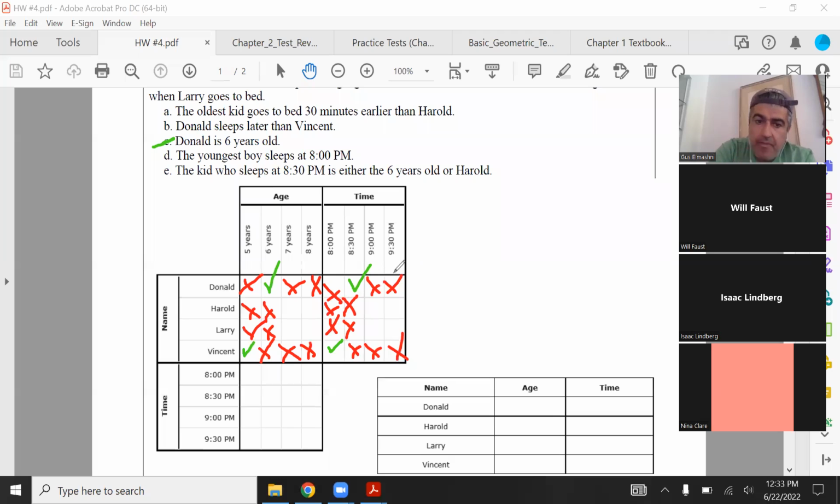Okay. So Donald sleeps later than Vincent. I took care of that. Youngest boy sleeps at 8. The one that sleeps at 8:30 is either 6 years old, which is Donald, or Harold. So then the oldest kid goes to bed. So Harold's not the oldest kid, obviously. So then Harold's right here. So then Larry's the oldest kid. And the oldest kid goes to bed 30 minutes earlier. So it means that then Larry's here, so Harold's there.